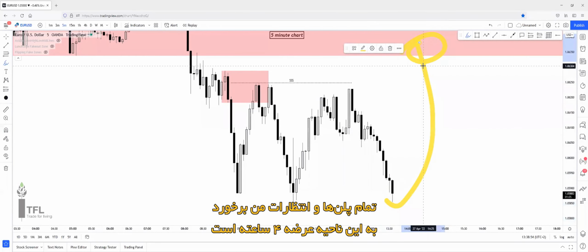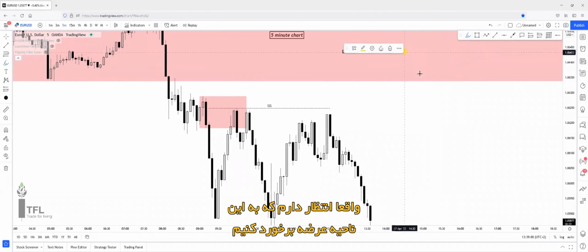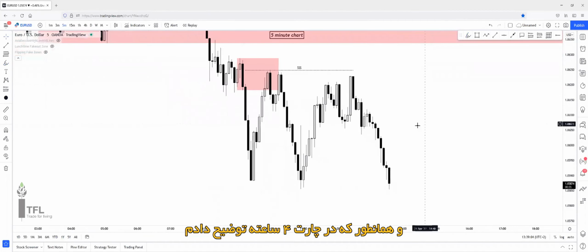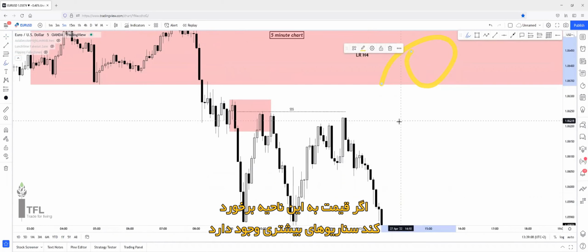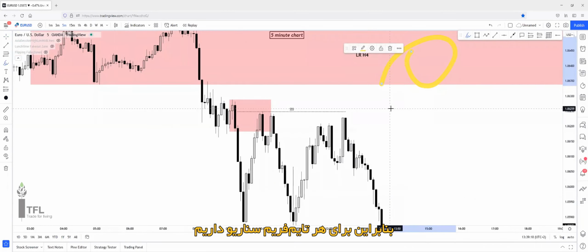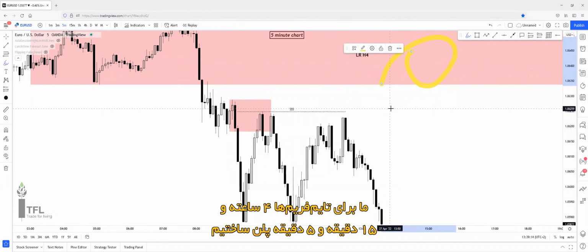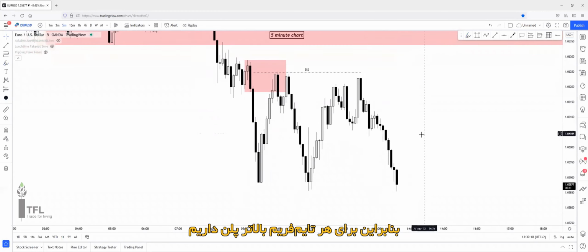So all of my plans, all of my expectations are leading up to this 4-hour supply zone. So I'm really expecting the tap of this supply zone. And as I explained on the 4-hour chart, if this supply zone is being tapped, there are more scenarios. So we have a plan for every single time frame, right? We've built a plan for the 4-hour, the 15-minute, and the 5-minute. So we have a plan for every single higher time frame.